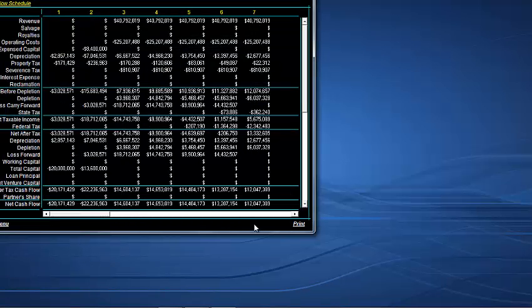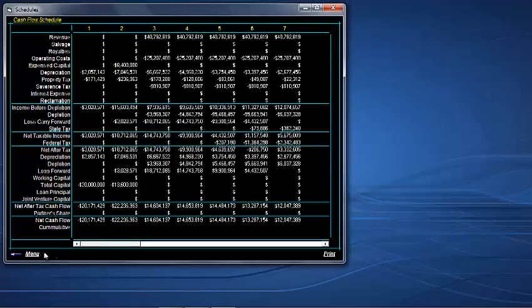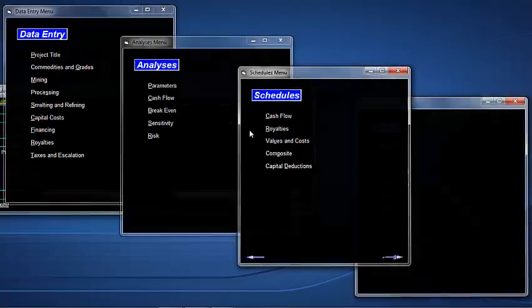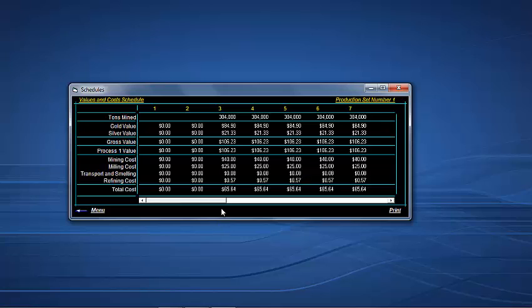We've already looked at the cash flow schedule. Also available is a value and cost schedule, which will give you the gold and silver values after everything's been considered, such as recovery, smelter payment, refinery payment, excuse me, and all those items, along with the costs. So as far as gross value goes, we're getting $106 per ton of value. It's costing us $65.64 to recover that.